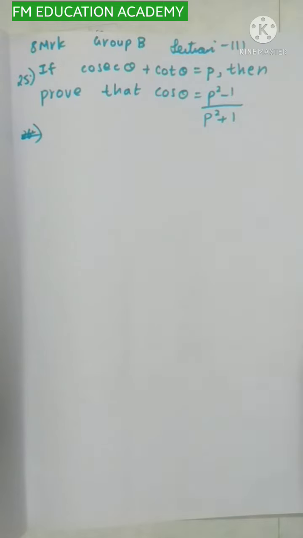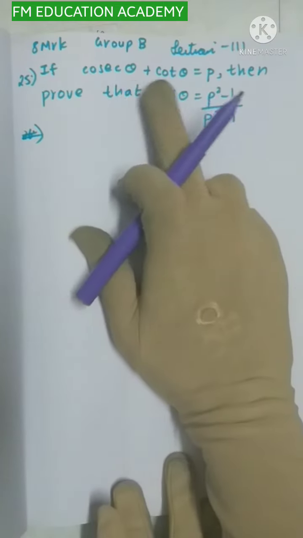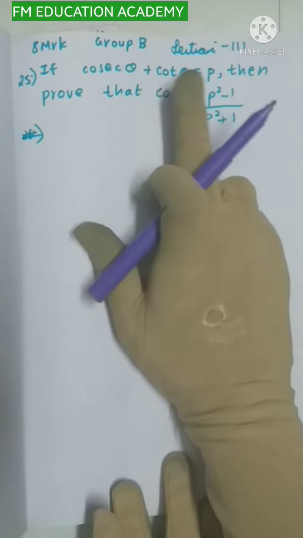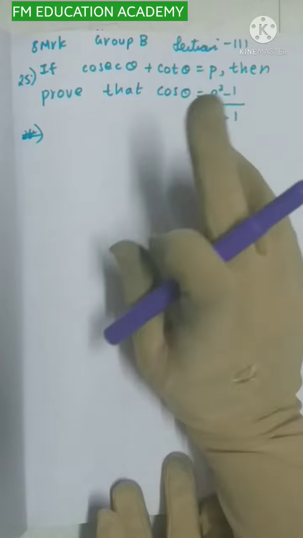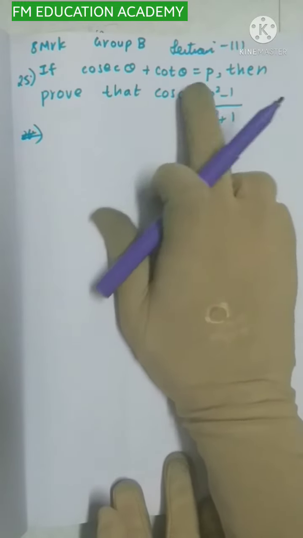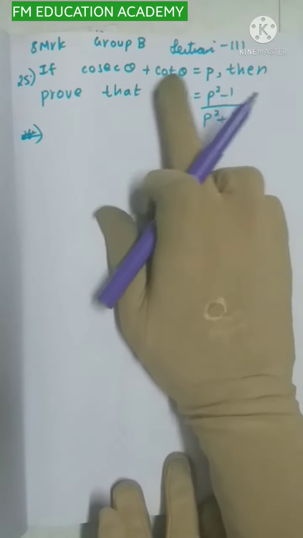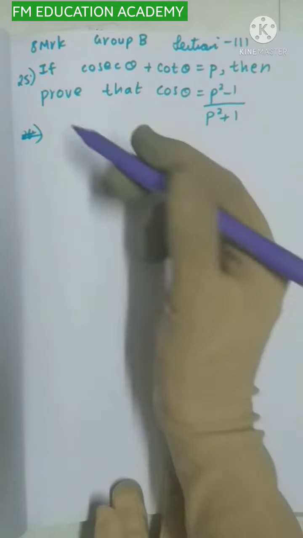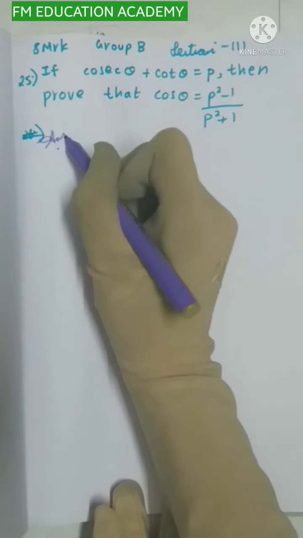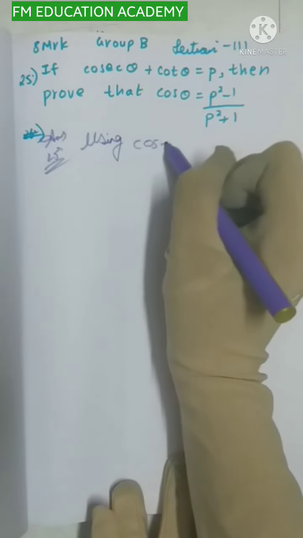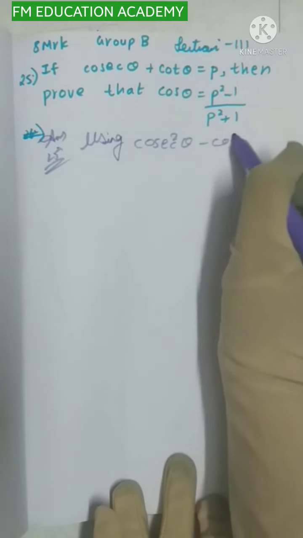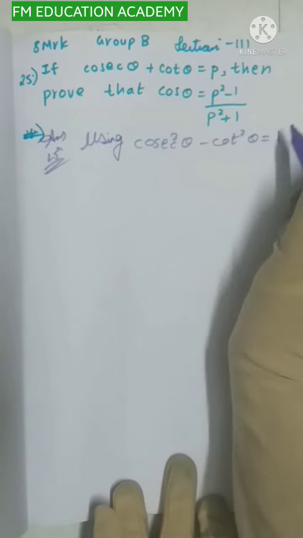I'll give you a hint. This is a type of question where you have to use the trigonometric identity cosecant square theta minus cot square theta is equal to 1. How did I get to know that I have to use that identity? Because here cosecant theta plus cot theta is given, so we can use the trigonometric identity cosecant square theta minus cot square theta is equal to 1. See, you have to remember these identities.